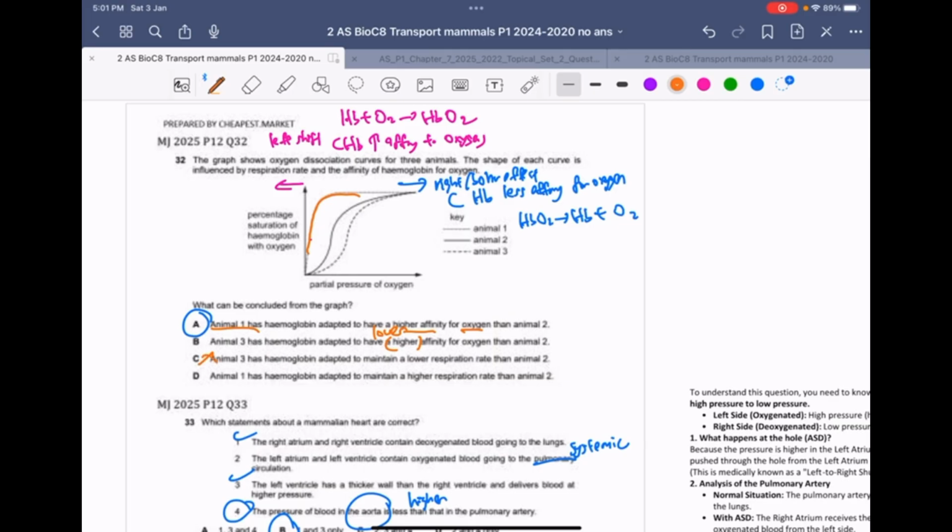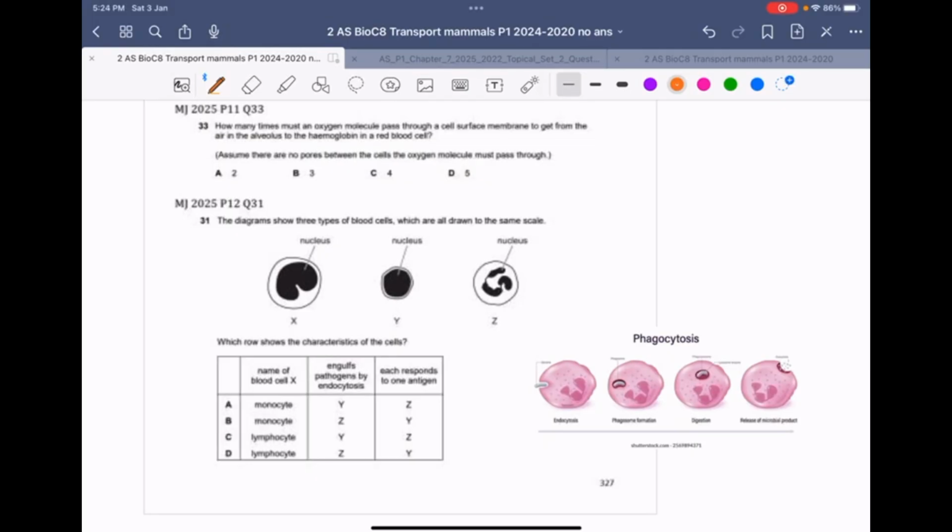And number D also, this is also incorrect. It's because a higher respiration rate represents that it needs a very low affinity to support the release of oxygen to the tissue. So if it has a higher respiration rate, it must shift towards the right side, so this is also wrong, because this animal 1 shifts towards the left side.